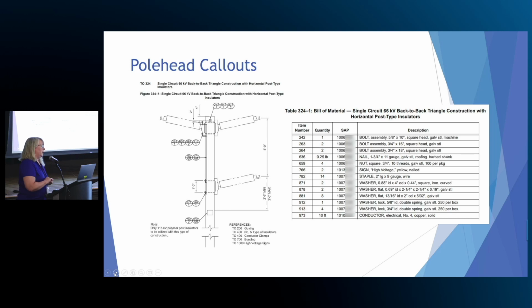For transmission, we have pole head callouts that are standardized in our standards books, our transmission overhead standards. This particular one, TO 324, shows the configuration of how it's supposed to be built, and the bill of material is set: all the nuts, bolts, staples, washers, everything that goes with it, all the SAP material, is all part of our CU kit.